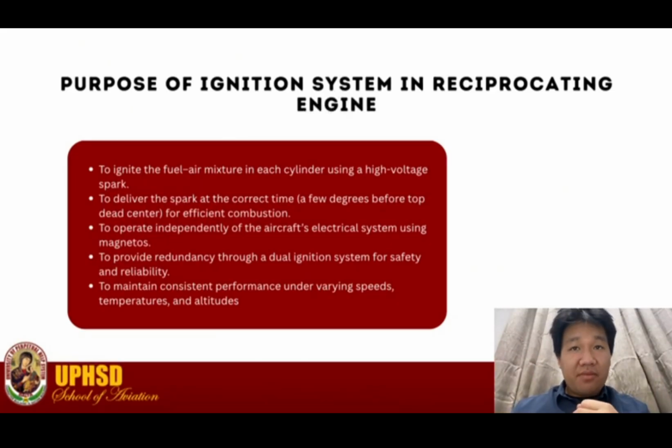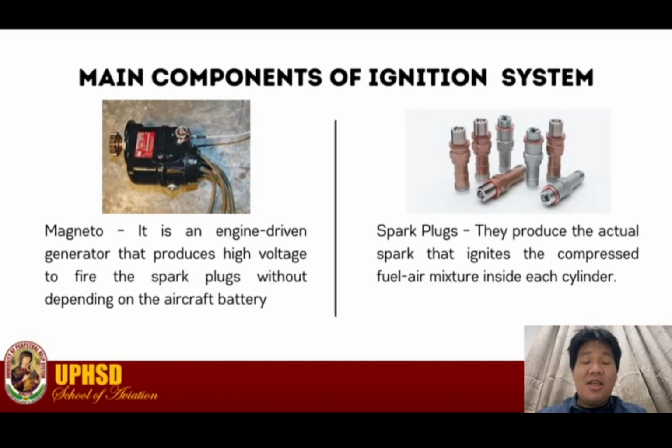The ignition system's job is to make a spark that burns the fuel and air mixture inside the engine. This spark makes the piston move and produces power, and it also makes sure the spark happens at the right time so the engine runs smoothly and efficiently. For the next one, we have the main components of the ignition system.